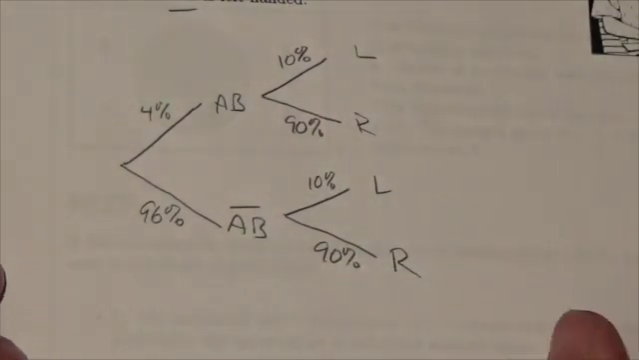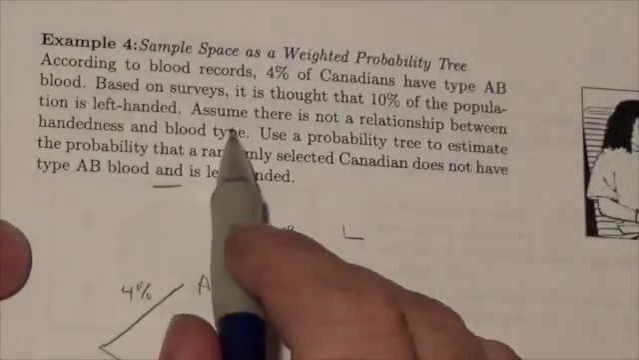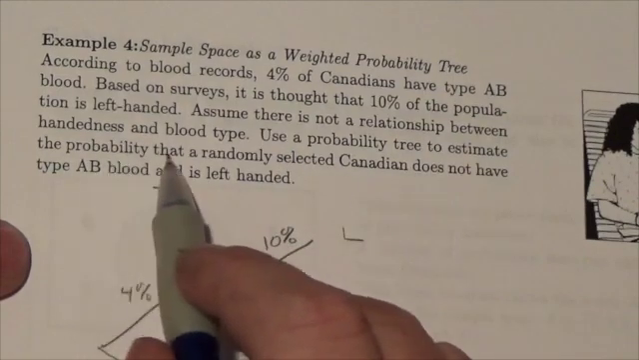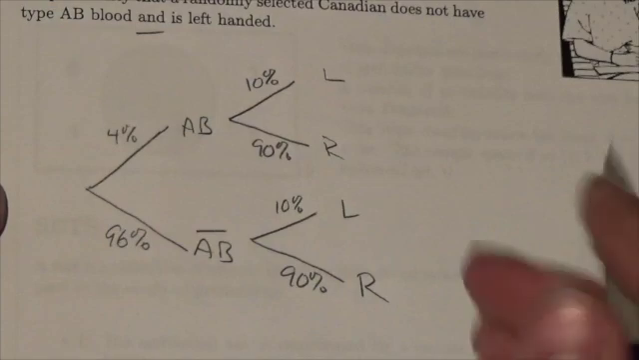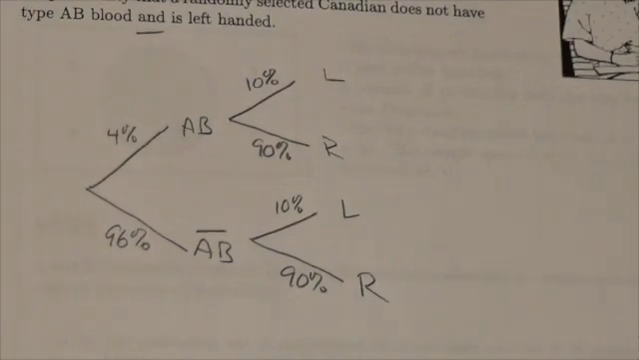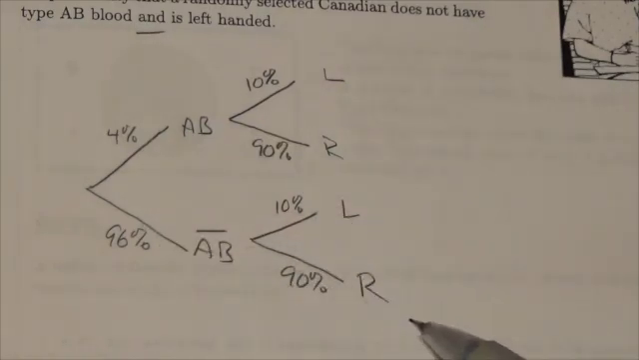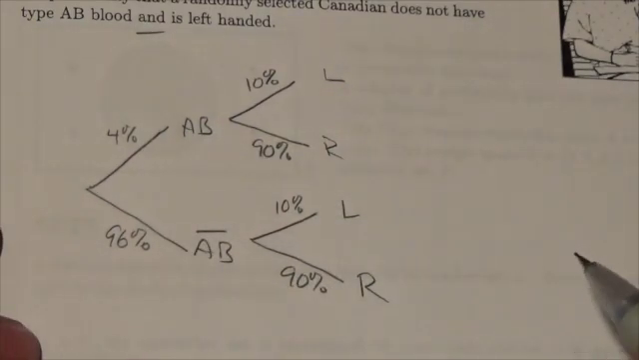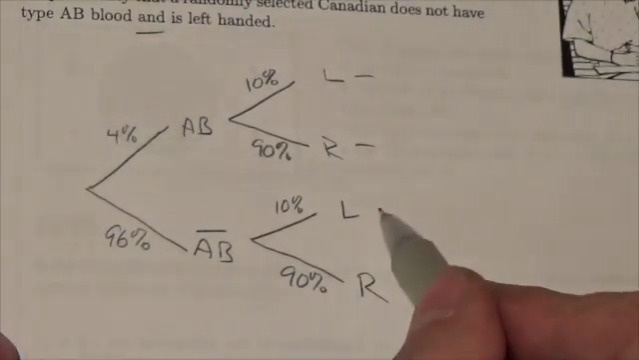Now, notice that it's important what they set up here, that we're supposed to assume that there is not a relationship between handedness and blood type, because what that would do is affect these probabilities. Just to keep this pretty straightforward and probably reasonably so, we assume that there is no direct connection between blood type and handedness. Okay? And so now, we get our outcomes here.